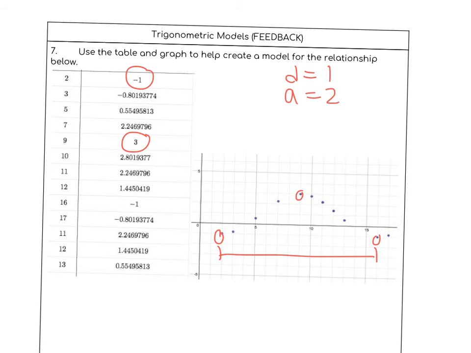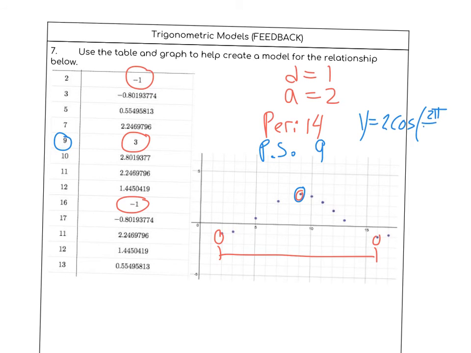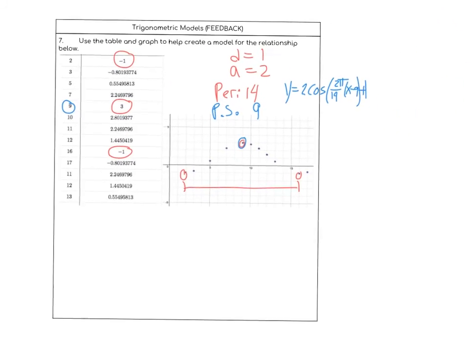As far as a period, I'm going to take a look at how far these two bottom parts are apart from each other, because I can see those pretty clearly. And going from 2 to 16, we get a period of 14. And then finally, we're going to go with phase shift. I tend to like starting at the top because I like cosine. It's a little bit easier to write with. So if I do a phase shift of 9, because that's the x value there, then we're good. This gives me a model of y is equal to 2 cosine. Period is 14, so we're going to do 2 pi over 14, x minus 9, and then plus 1. I don't have to use that to predict anything, so I am done.